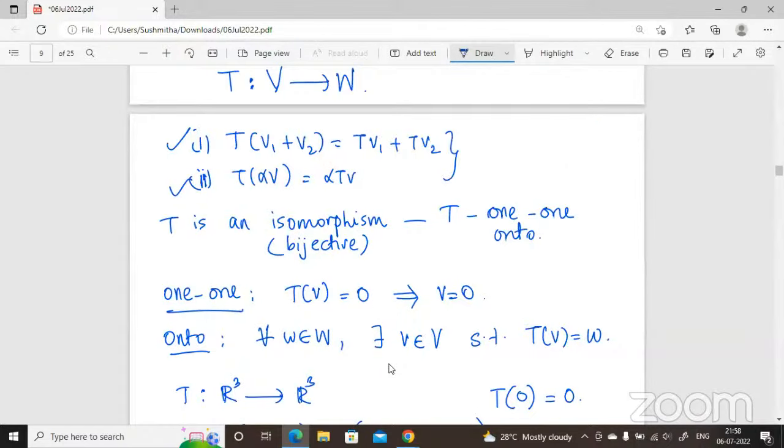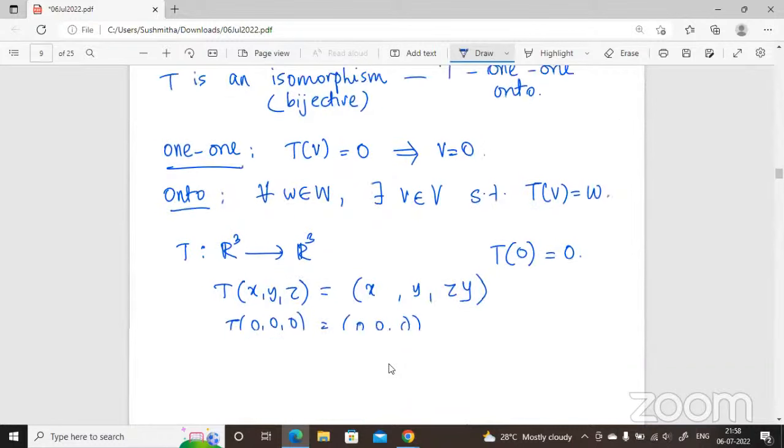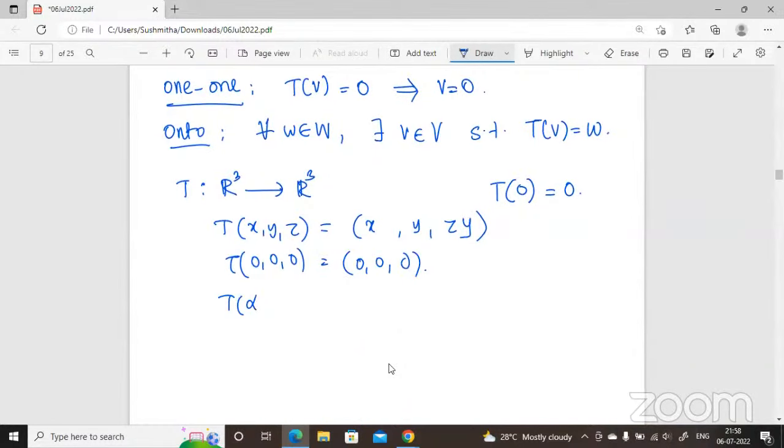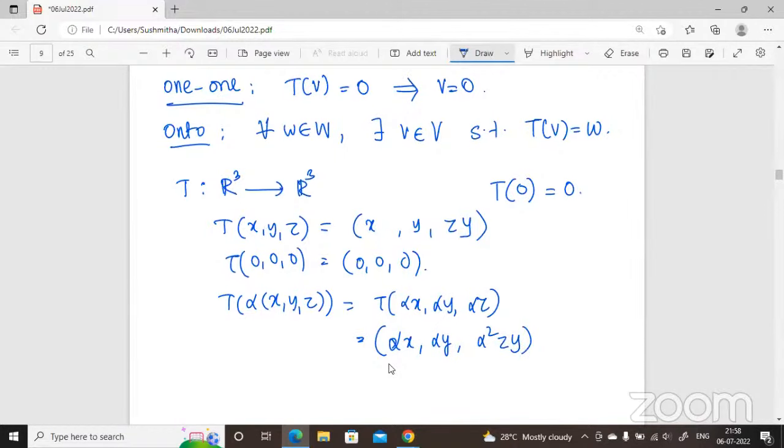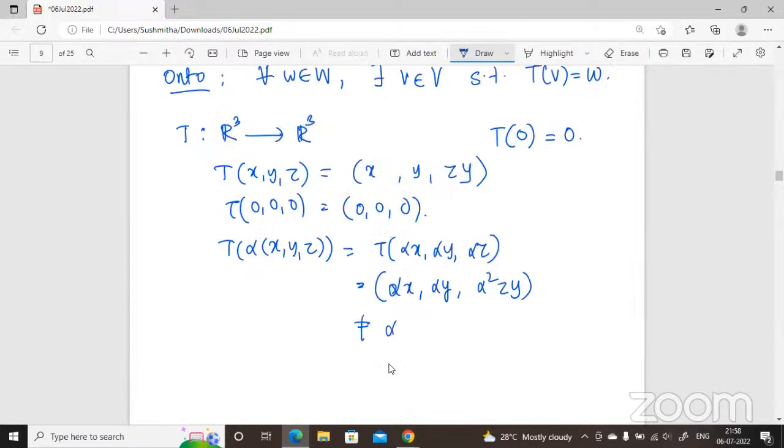To check whether it is a linear transformation, check these two conditions. What is T of alpha times (x, y, z)? This has to be T of alpha x, alpha y, alpha z. So that is alpha x, alpha y, alpha squared zy. This is not equal to alpha times (x, y, zy). So you're not allowed to have this multiplication as well.